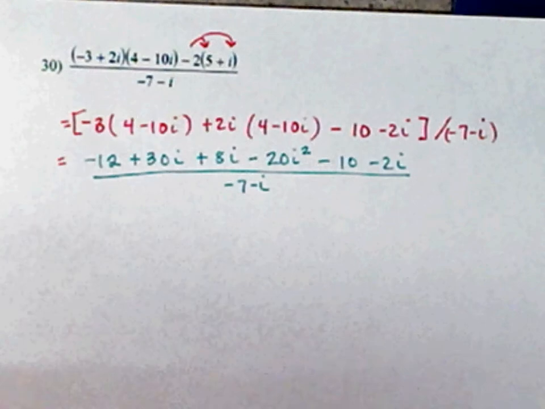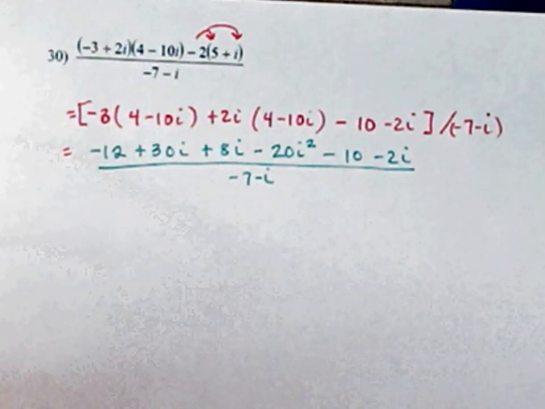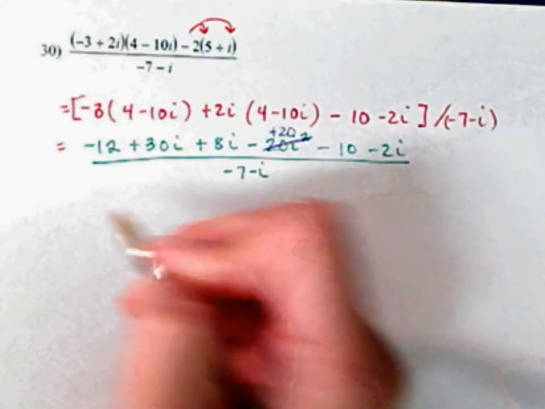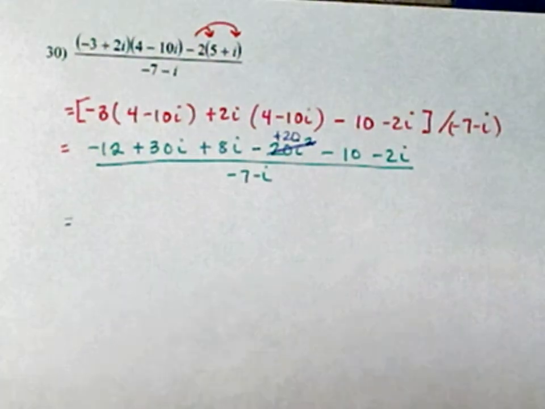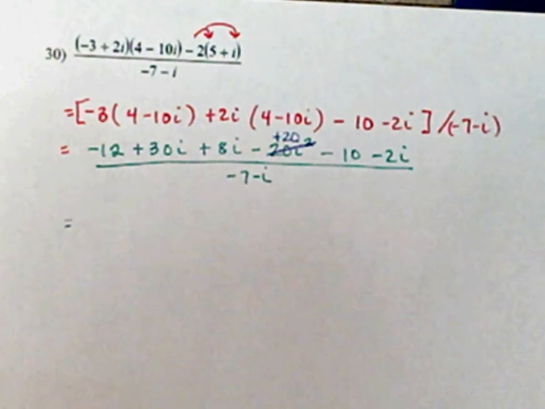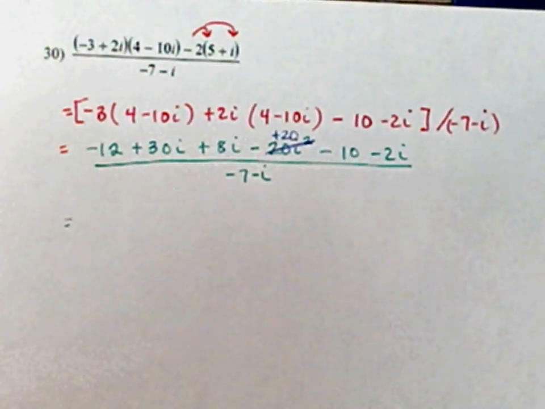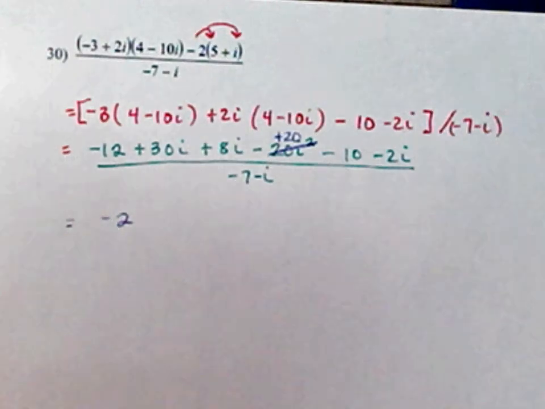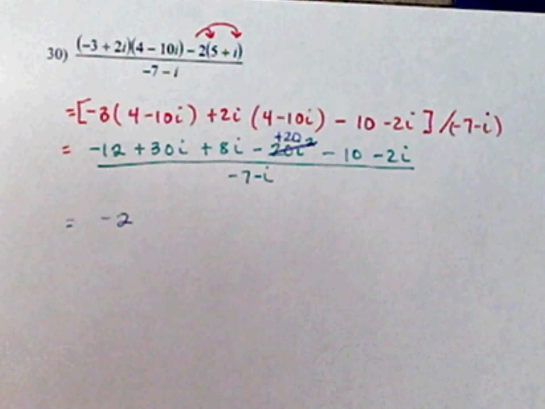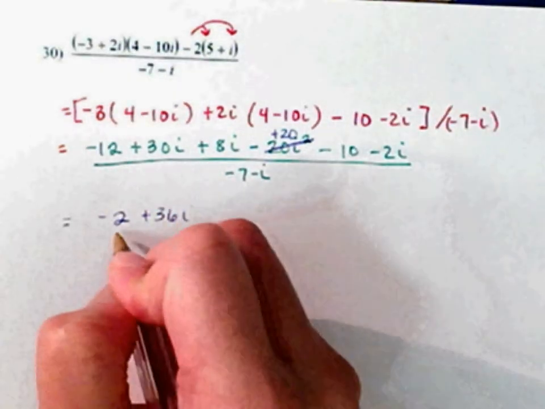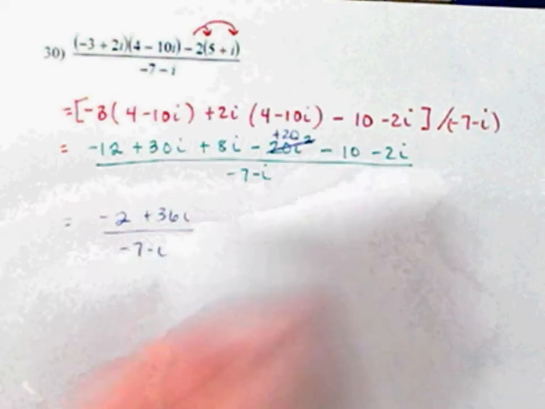Anything you can simplify? Well, yeah, this becomes a positive 20. So let's go ahead and combine some like terms. Negative 12 plus 20 minus 10 comes out to be negative 2. 30i plus 8i minus 2i comes out to be positive 36i. All of that over negative 7 plus i.